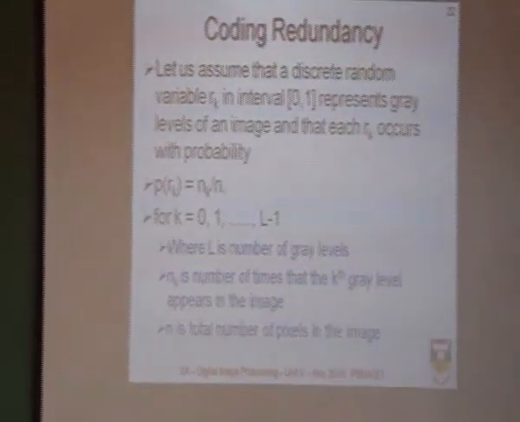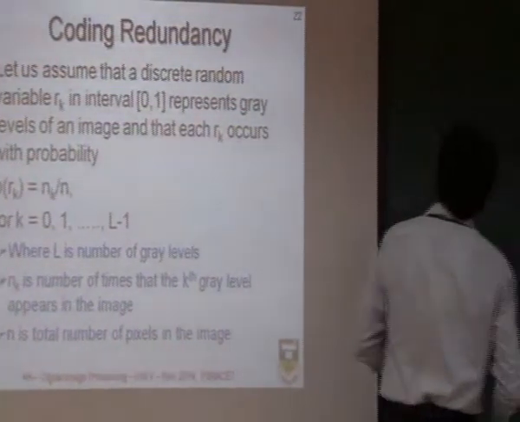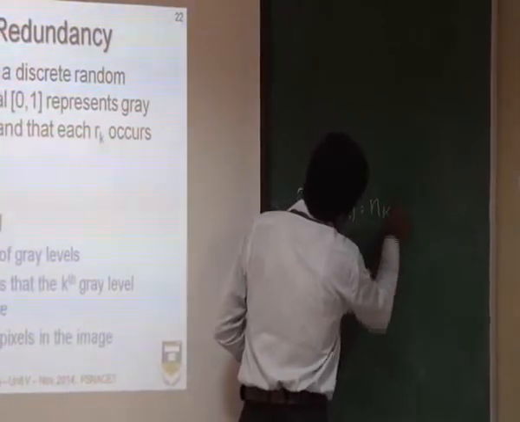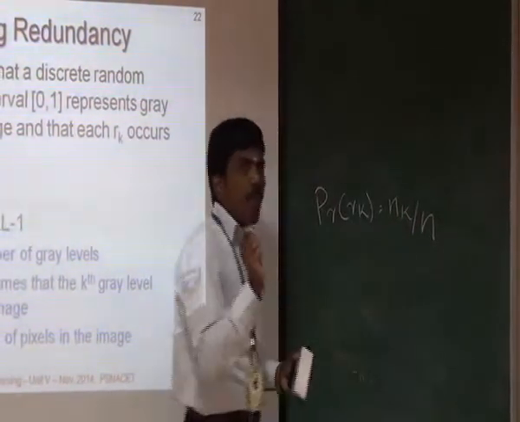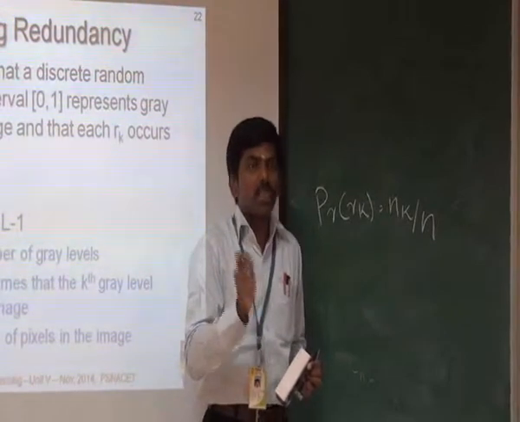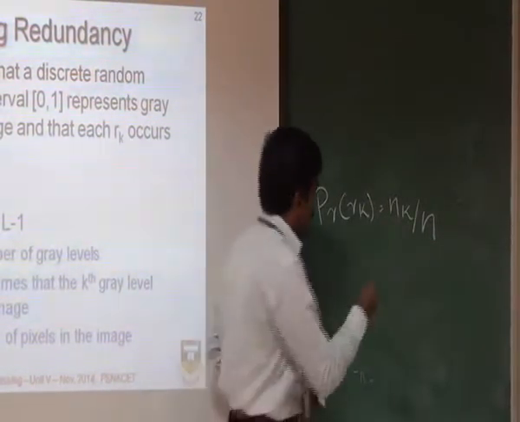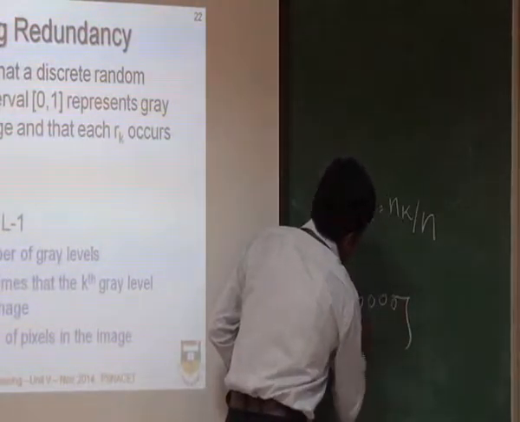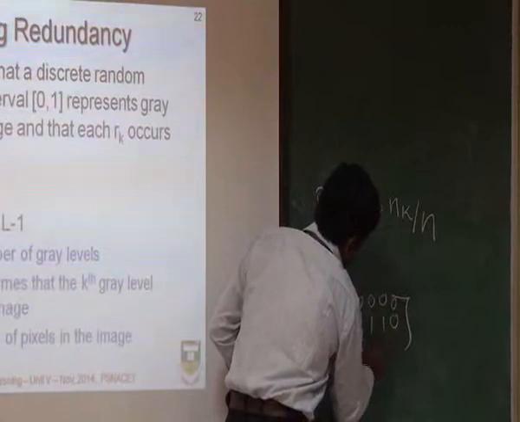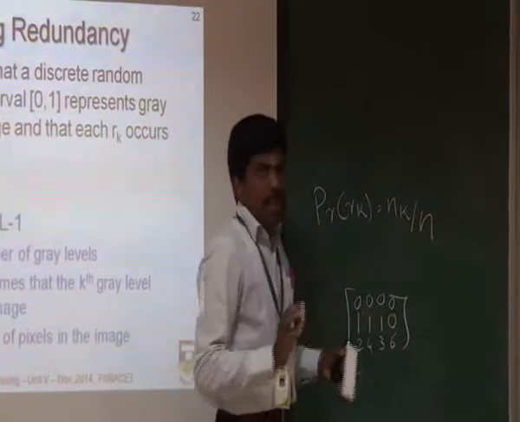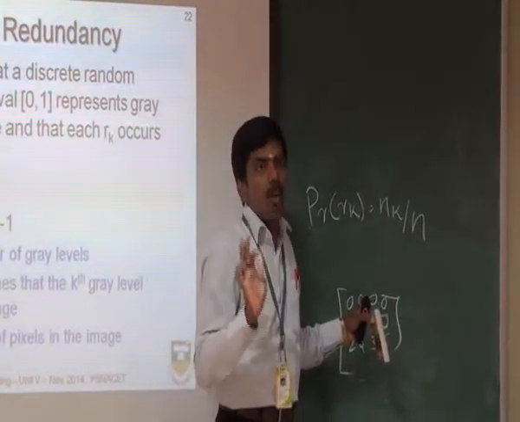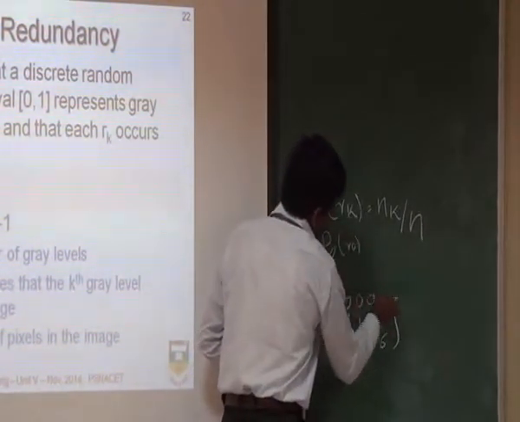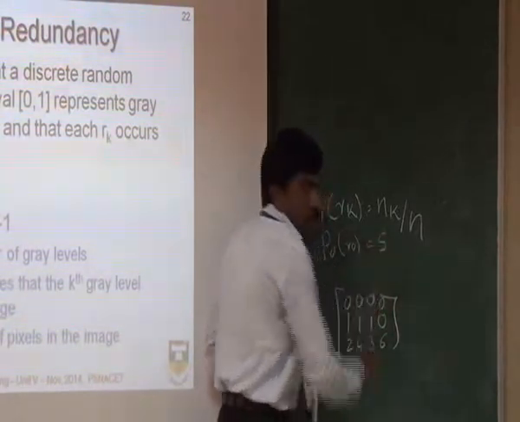So how can we achieve this? What is P of Rk? P of Rk is Nk by N, where Nk is the number of times the gray level occurs out of the total. For example, take this gray image matrix: 0, 0, 0, 0, 1, 1, 1, 0, 2, 4, 3, 6. Taking gray level 0, that is P of R0, it occurs 1, 2, 3, 4, 5 times.